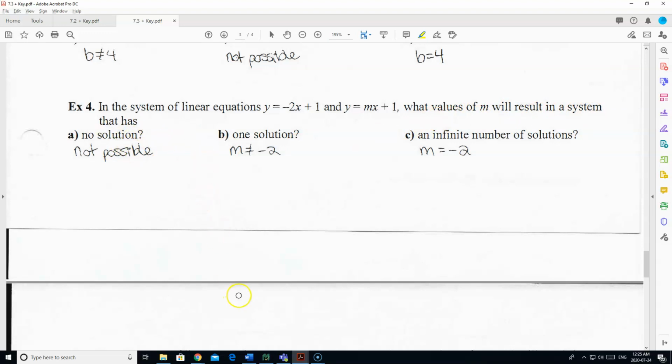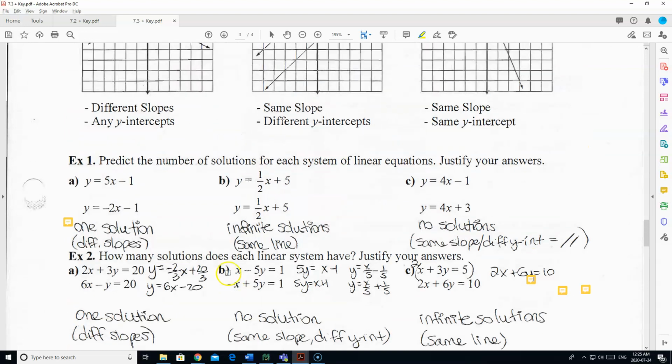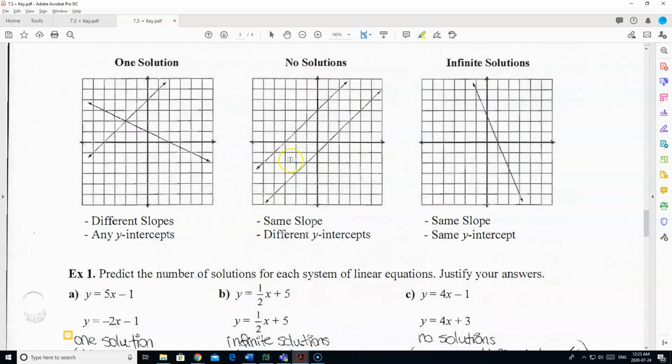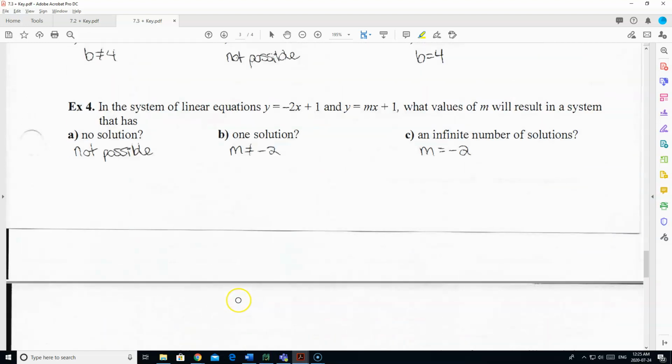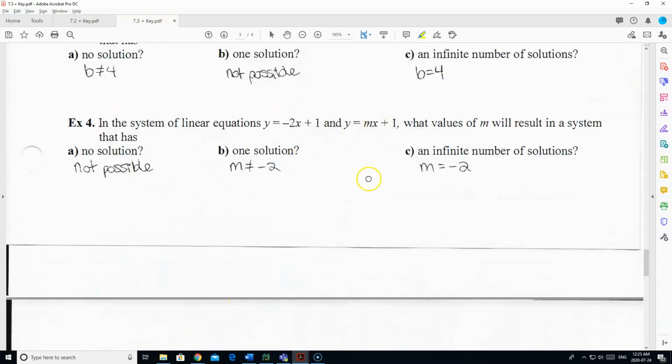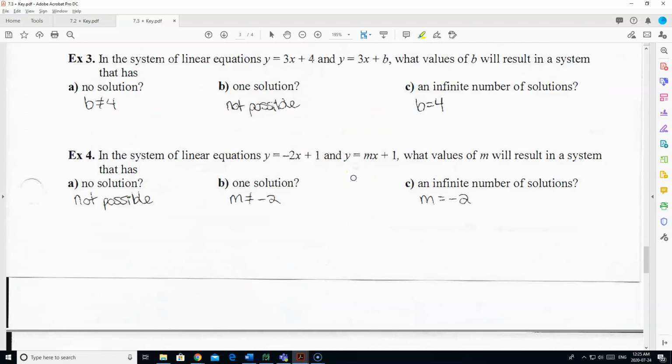So again, if you forgot, when does it have no solution? When the lines are parallel, right? So parallel lines means that they're going to have the same slope, but different y's. Here it's negative 2x, so that means m has to be negative 2 to have the same slope. But the y's are set the same. So if I put negative 2 here, it's going to be the same line. So there's no way for us to have that be possible. So that's why it's not possible.